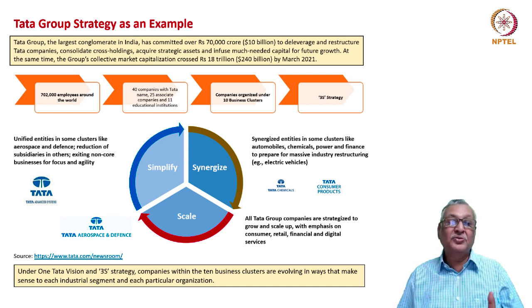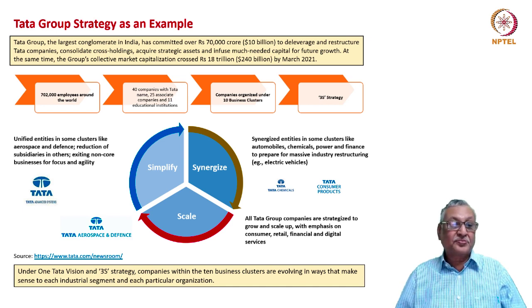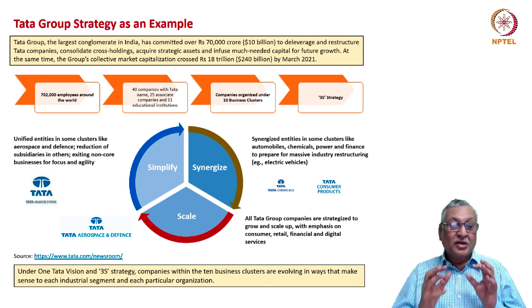The profile of Tata Group is as follows: 700,000 plus employees around the world, 40 companies with the Tata name, 25 associate companies, and 11 educational institutions. And these companies are organized under 10 business clusters. They also have a 3S strategy, which is driving this development: simplify, synergize, and scale.